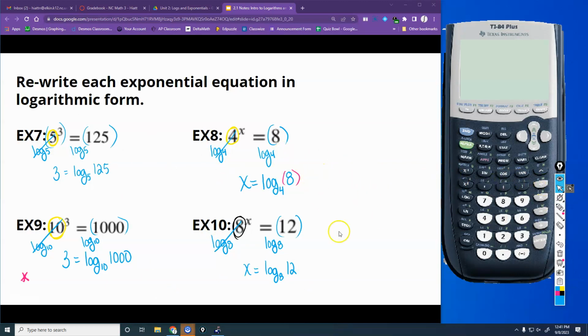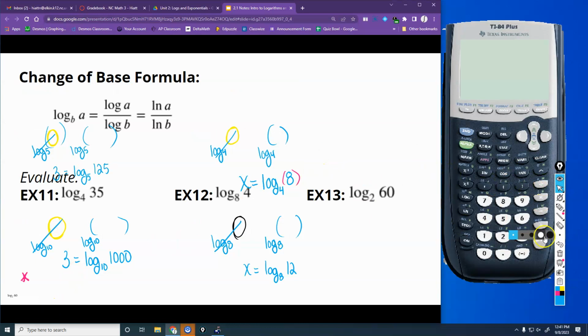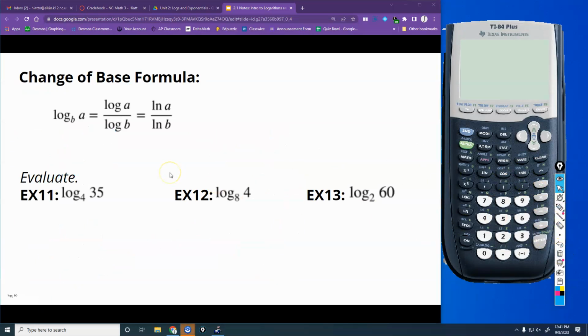All right, there are a couple. Oh no, we got to do this one first. Sorry. Okay.